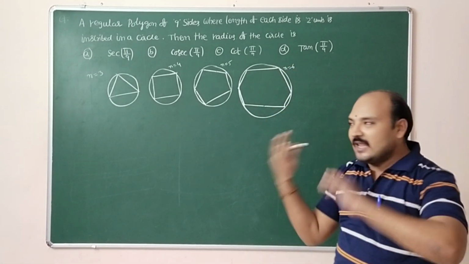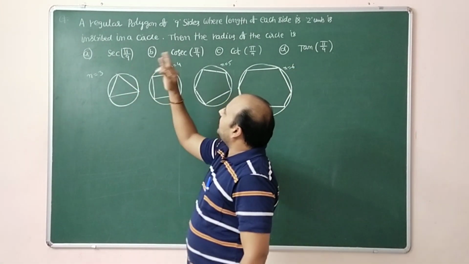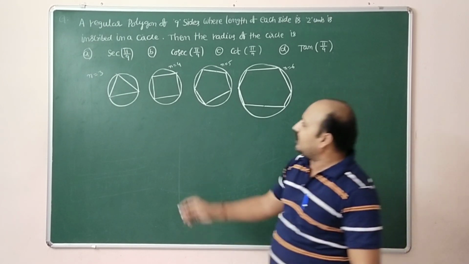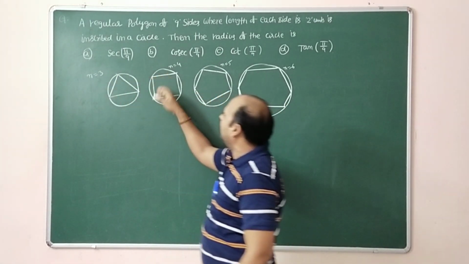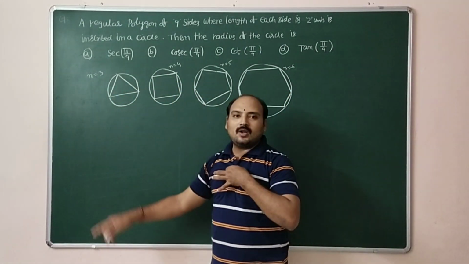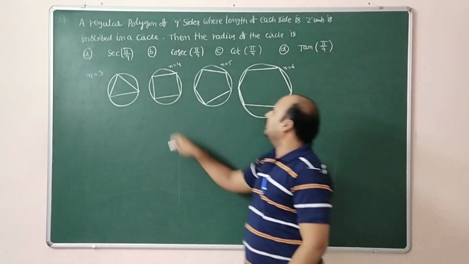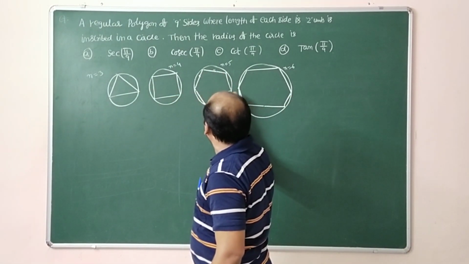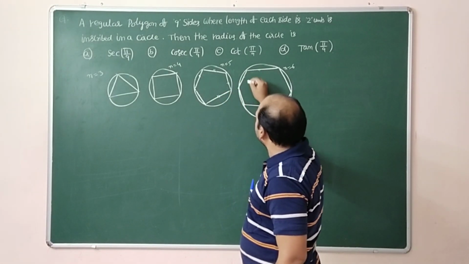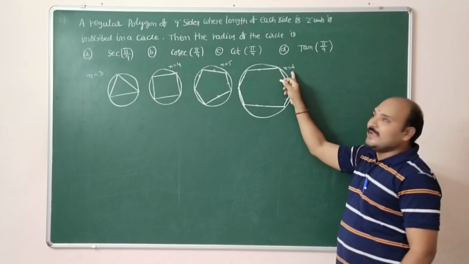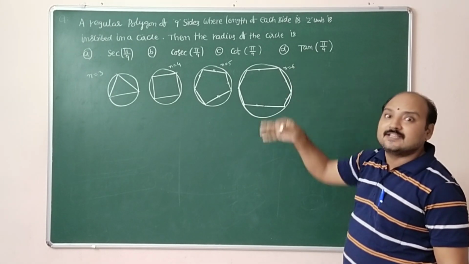Hexagon. Similarly, the regular polygon means all the sides are equal. Here each and every length should be equal. Regular polygon means all the lengths will be equal. Regular means all are equal. Like this, n sides are available. N sides in the circle.